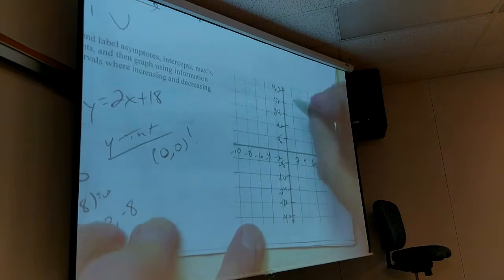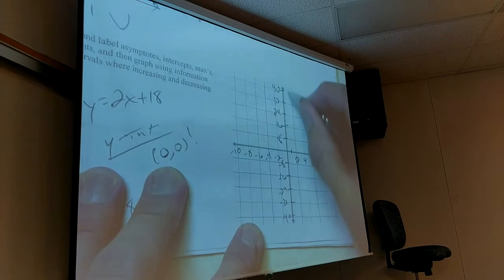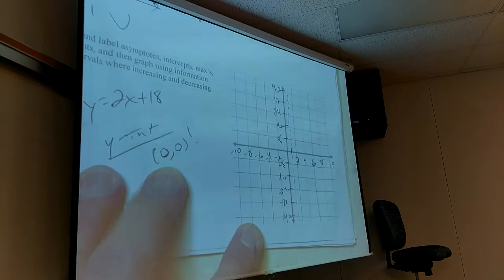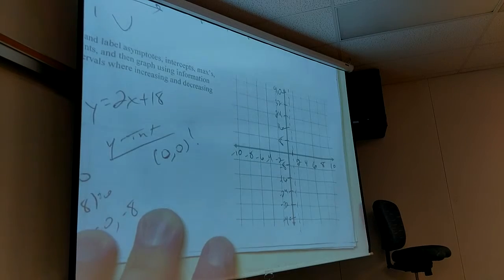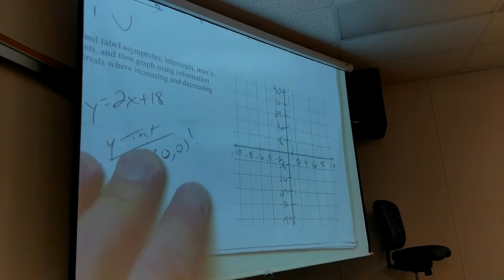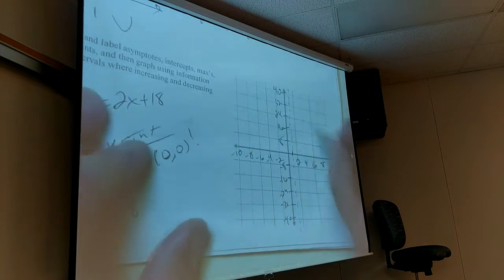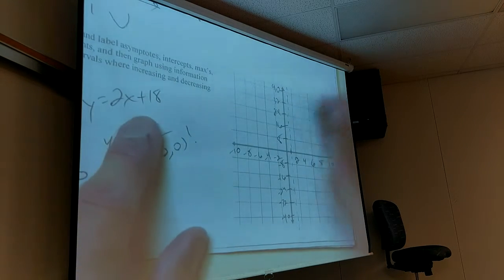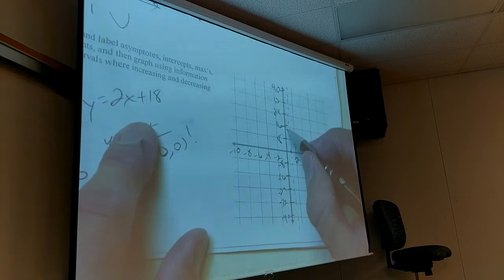So let's put in there my vertical asymptote. Little vertical. My slant asymptote. This is going to be a little interesting with our scale. But let's see now.